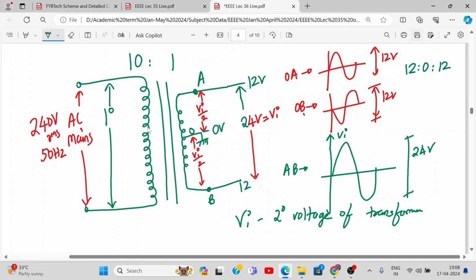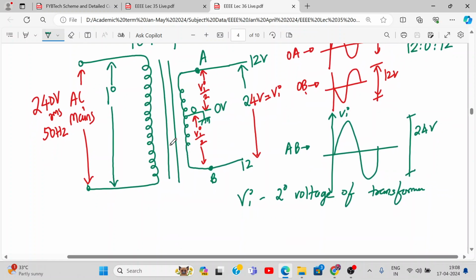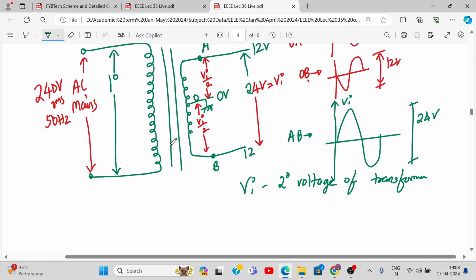So this is the best I can do. I hope you have understood this. What is the center tapping? Followed this? Understood, yes or no? Yes.